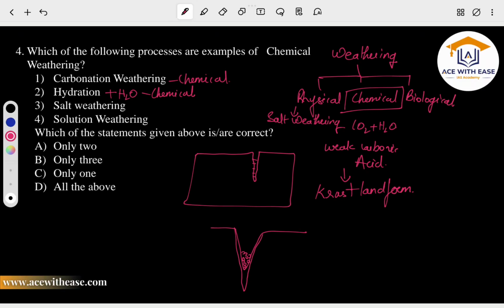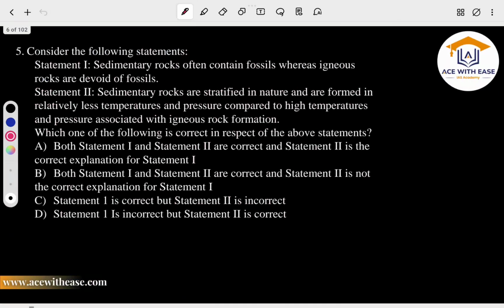This is where we have the physical or mechanical weathering, the salt weathering. So this is physical. Whereas solution weathering is nothing but the chemical dissolution process. Here the answer is B. Only 3 of the above are correct regarding chemical weathering.